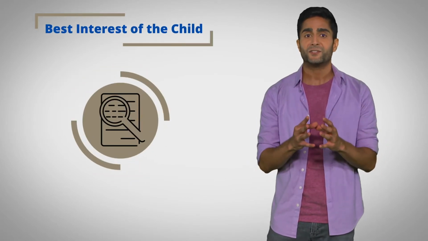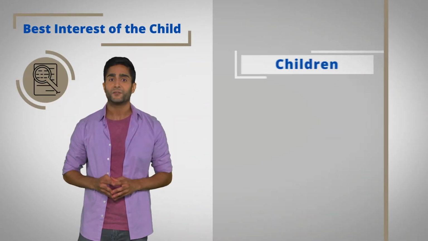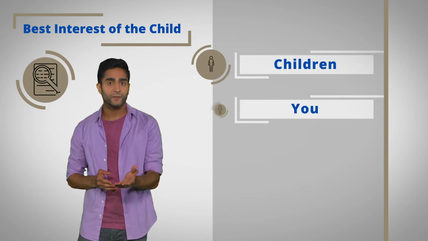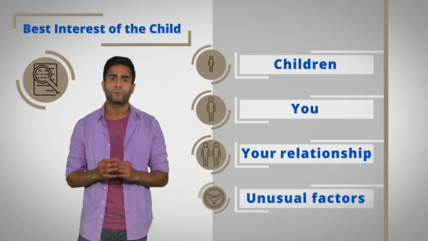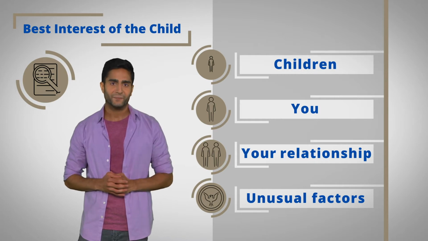Let's get started. This video explains how the court analyzes your parenting plan. Its focus is called the best interest of the child. It includes 4 categories: factors about your children, you, your relationship, and unusual factors. We'll also give you a few pointers about thinking through your plan.